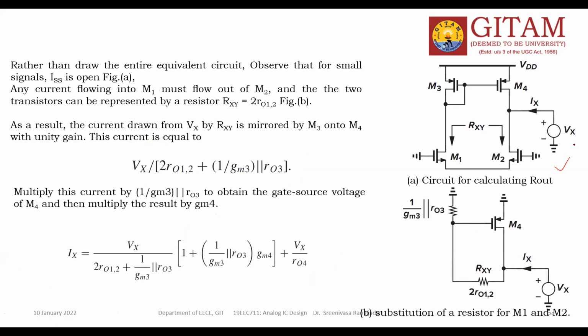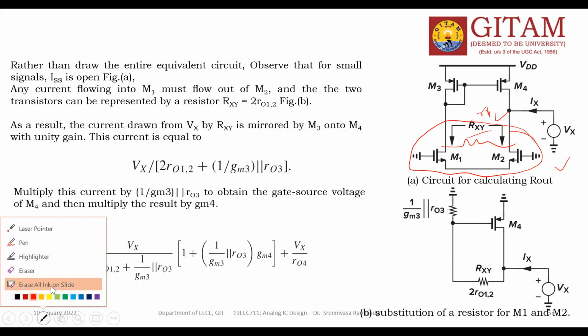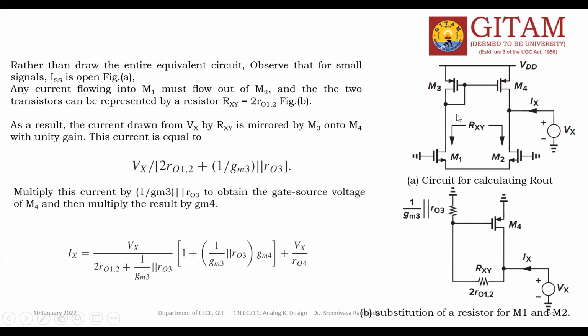Here the modifications are: since the ISS is open, these two transistors M1 and M2 become what? Same gates and sources joined together. So they can be replaced with a simple resistor whose value Rxy is equal to R012. And this M3 device is diode connected, so its resistance is this much. Because of this current, the Ix is coming like this. This is the Ix current.